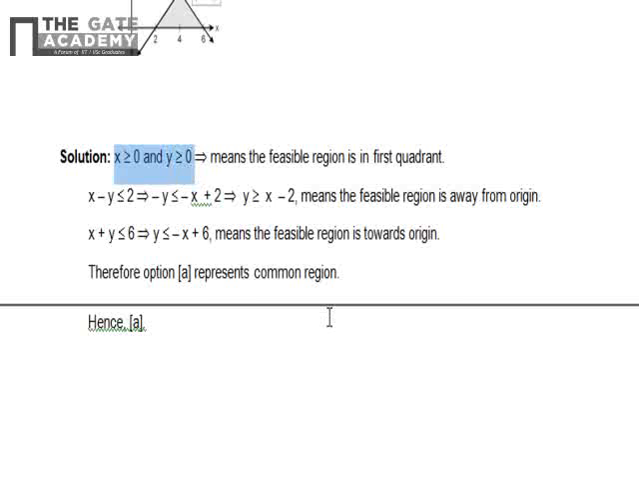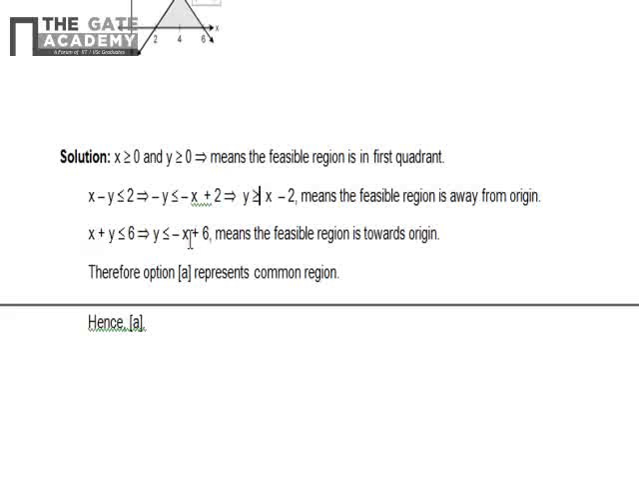Now x minus y less than or equal to 2, I have to convert in terms of y. So y is greater than or equal to x minus 2. Means the feasible region will be away from the origin. The standard format is to convert in terms of y only. So for the first line, away from the origin. For the next line, towards the origin.